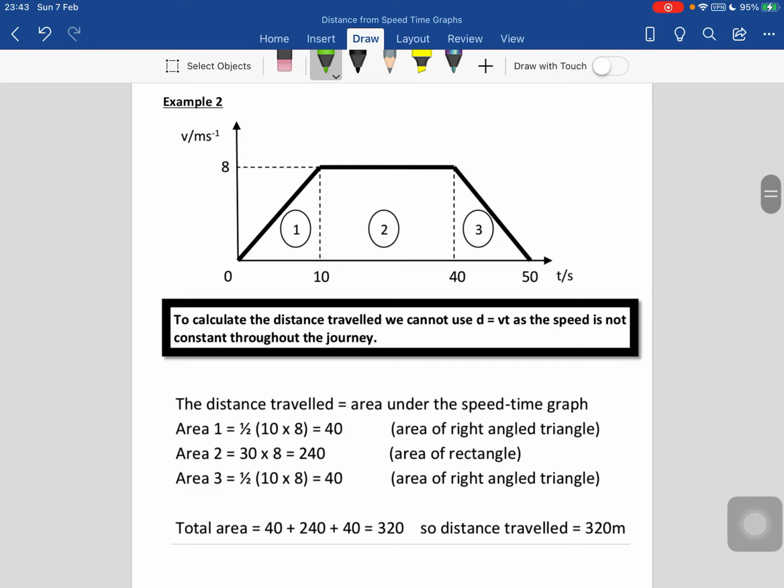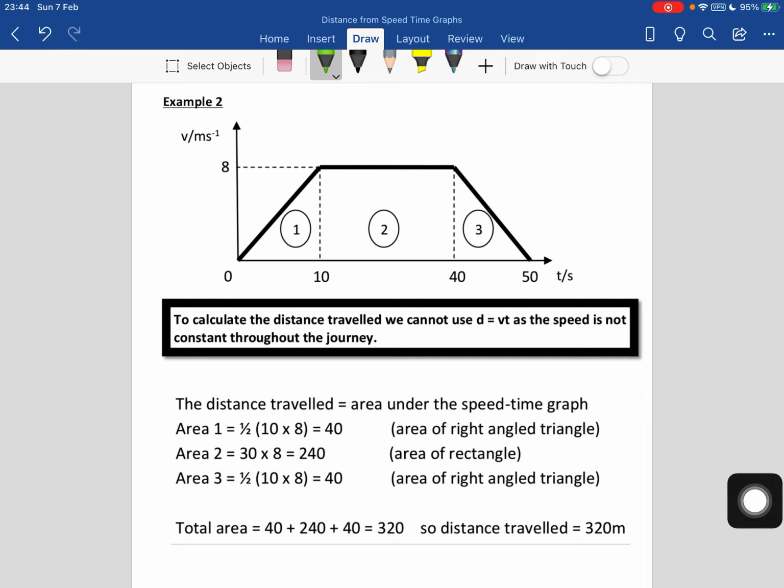One last example, same idea again, only this time you can see the graph is split into 3. Now, if you just had a graph with one shape, you just find the area of that one shape and write your answer in metres and you're done. If you've got 2 shapes, find the area of each of the 2 shapes and add the 2 areas together and give your final answer for distance in metres. Here, we're taking it one step further because we've got 3 shapes this time.